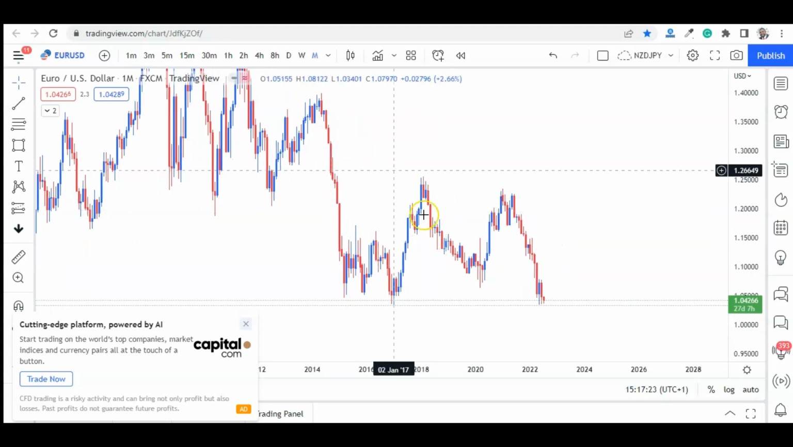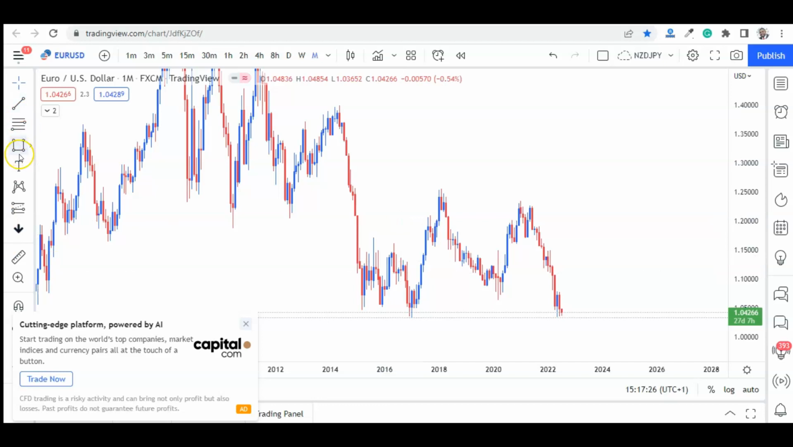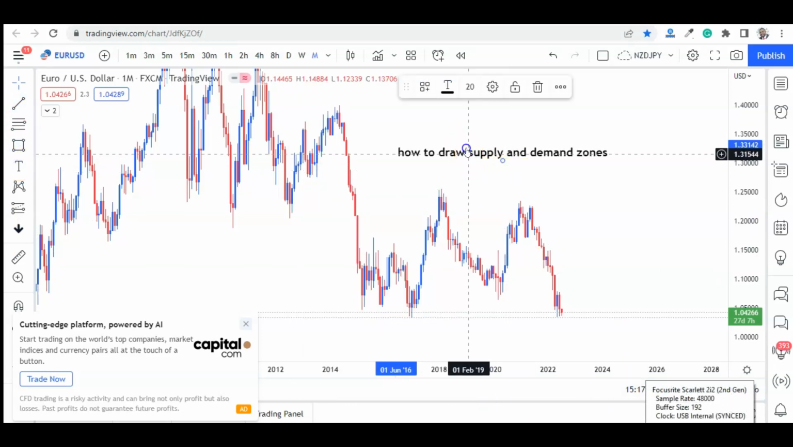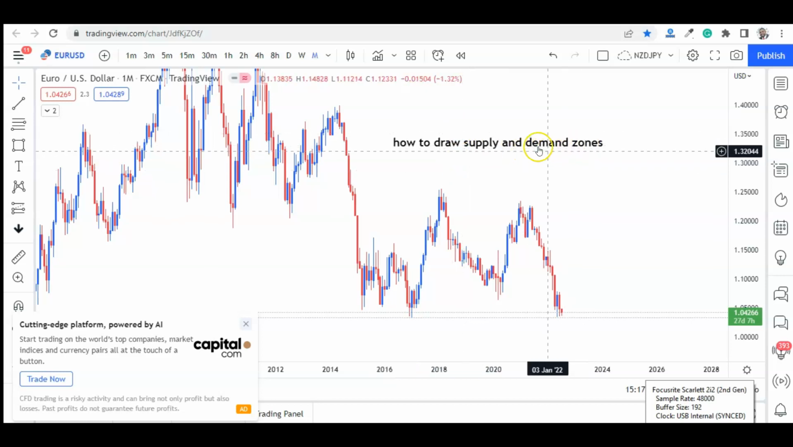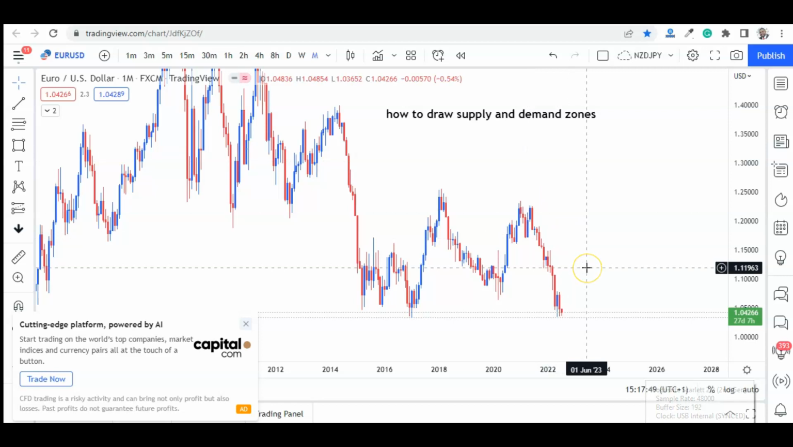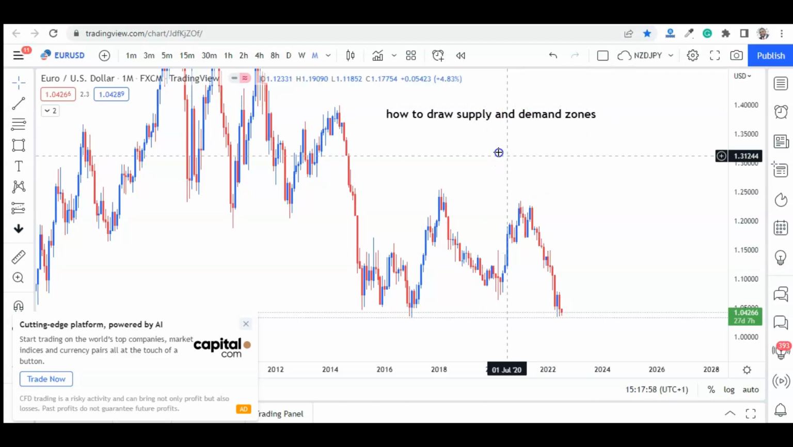Okay, so let's go to the whiteboard. So today's video, we're looking at how to draw supply and demand zones. A lot of people have asked me in my Telegram the proper way to draw. Even someone dropped a comment in the last supply demand video I did on how to draw this properly.